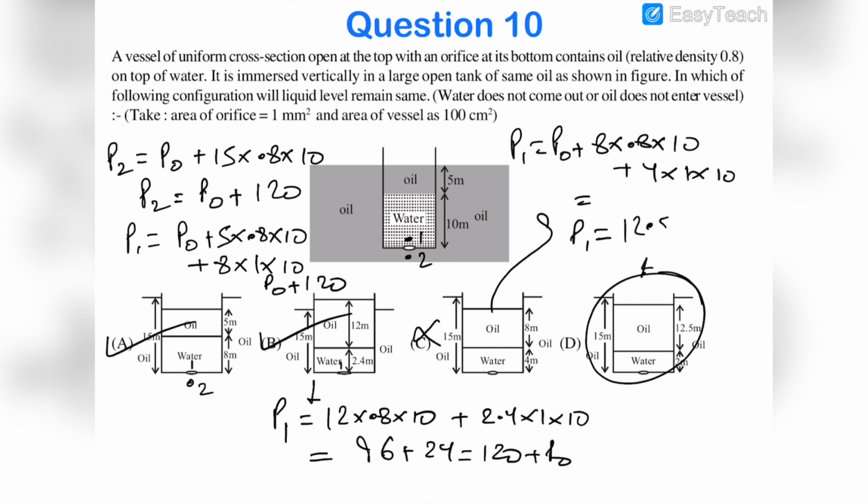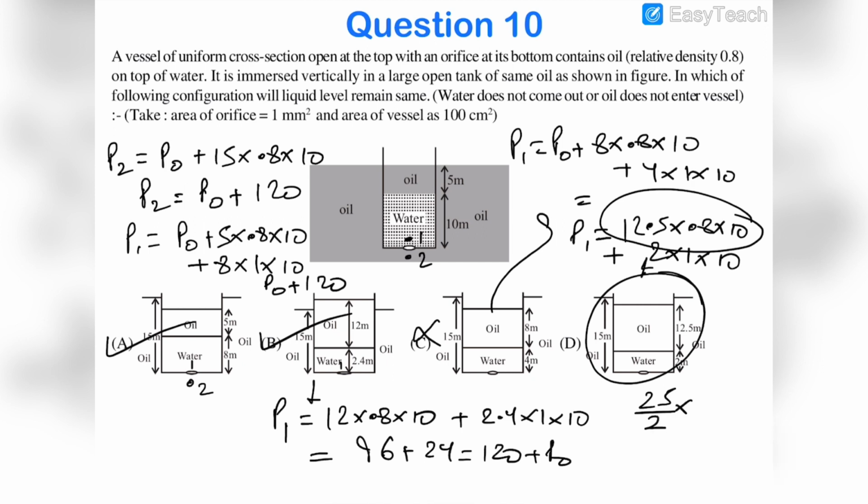And in this configuration you can see that P1 is equal to 12.5 into 0.8 into 10 plus 2 into 1 into 10. So this 12.5 can be written as 25 by 2. So 25 by 2 into 8 would be 100, and this is 20. So this is 120. So the correct answers are A, B and D. Now we move on to the next question.